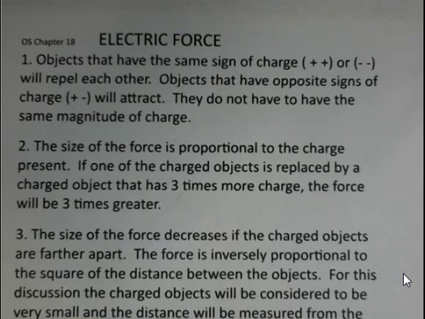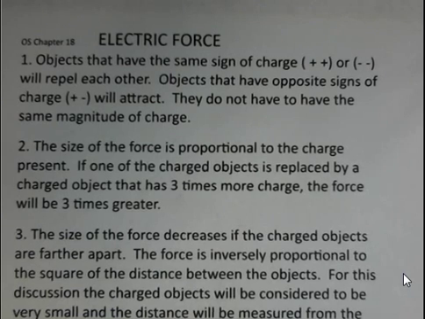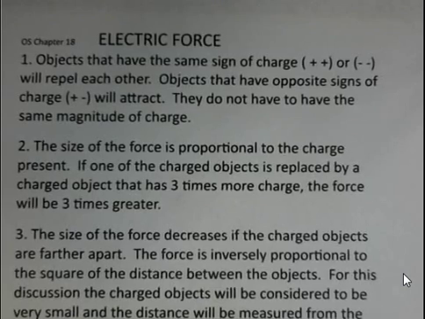So if the objects are carrying a positive charge and a negative charge, we'll get attraction of the two charged objects. We can have different sizes of charge. There's another concept video that talks about the charge numbers. The size of the electric force depends on the charge that's present for each object, and it's proportional.